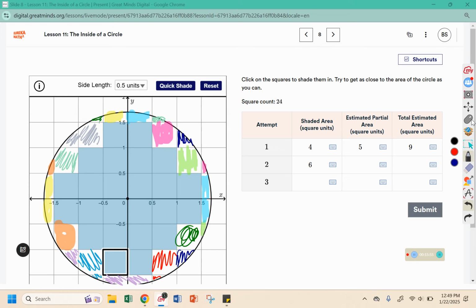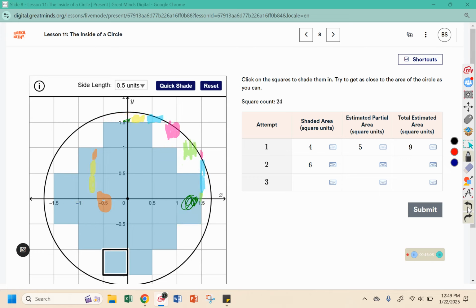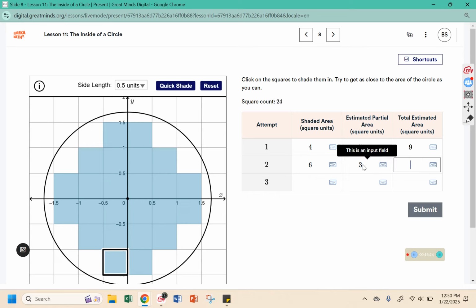So if I was counting up all of my partials here, 1, 2, 3, 4, 5, 6, 7, 8, 9, 10, 11, and 12 partial pieces, but remember they're a quarter. So 12 split into 4 parts is 3, and 6 plus 3 is still about 9.